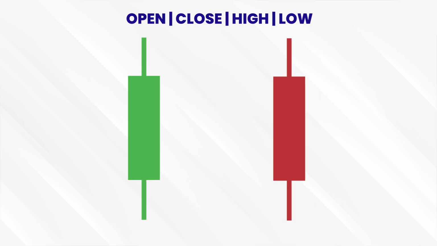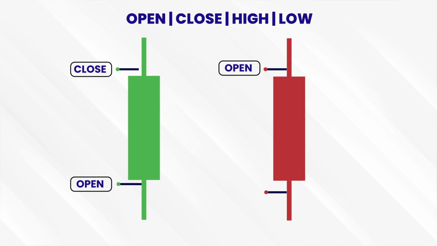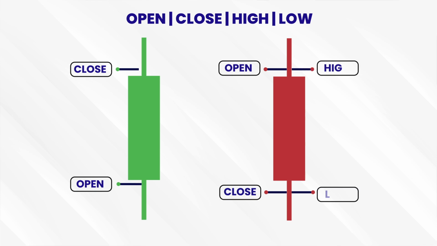Each candle also shows 4 key prices. For a bullish candle, the open is at the bottom of the body and the close at the top. For a bearish candle, the open is at the top and the close at the bottom. The wicks mark the highest and lowest prices during that time.